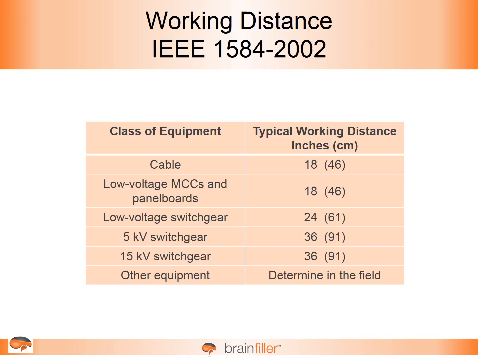This is a summary of the working distances as they are in IEEE 1584. For cable, which is really an arc flash occurring on the end of a cable in open air, 18 inches is suggested. For low voltage distribution equipment like motor control centers and panel boards, 18 inches is listed. Then for low voltage switchgear, 24 inches is listed. And for medium voltage equipment such as 5 kV and 15 kV switchgear, 36 inches is listed.